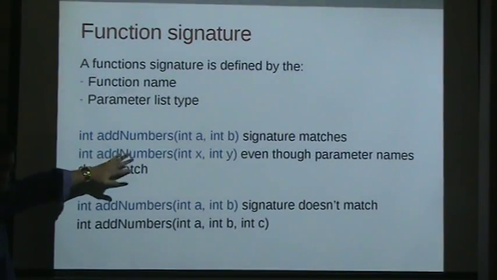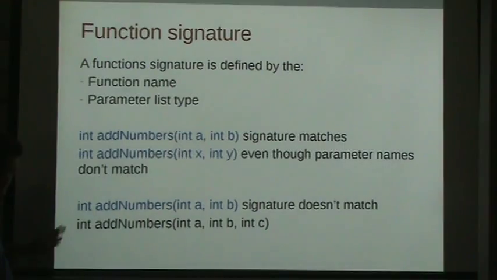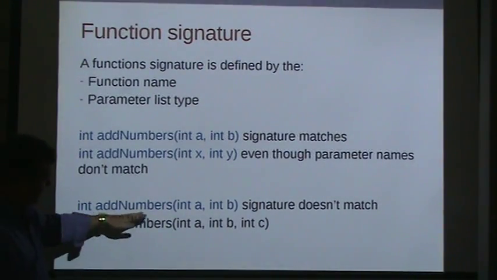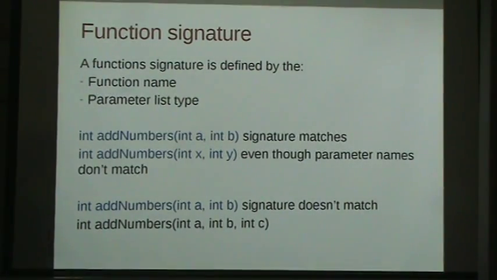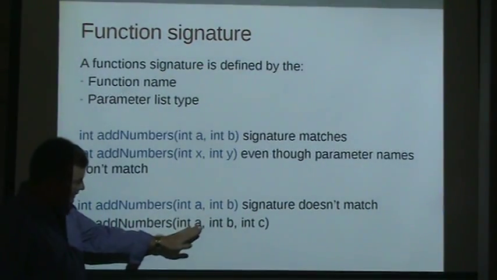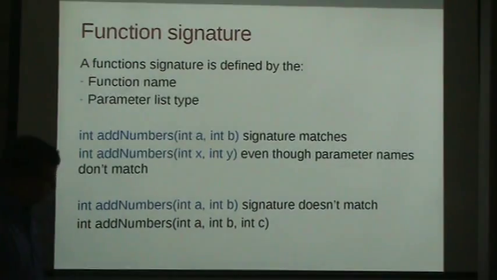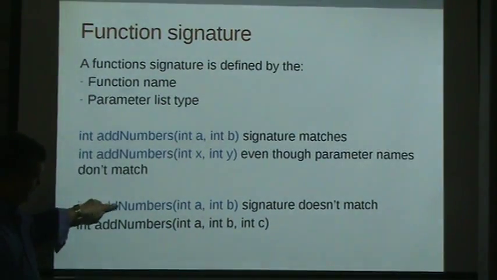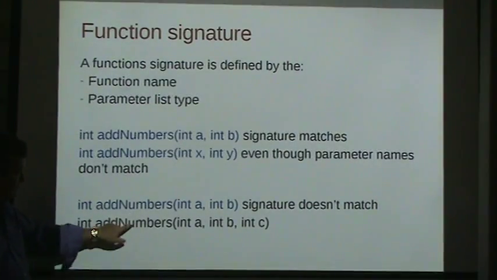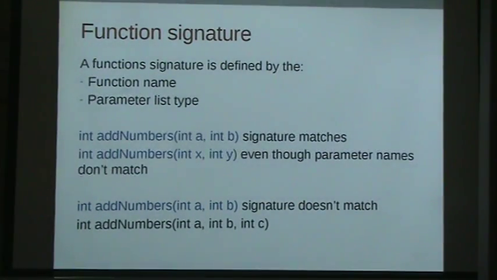Even though the parameter names don't match, the types match. Here's an example where the signature does not match: if we had add numbers with A and B, and integer add numbers that takes A, B, and C. If you passed in two parameters, you know you're calling this one. If you passed in three parameters, you would know you're calling this one. So those have two different signatures.